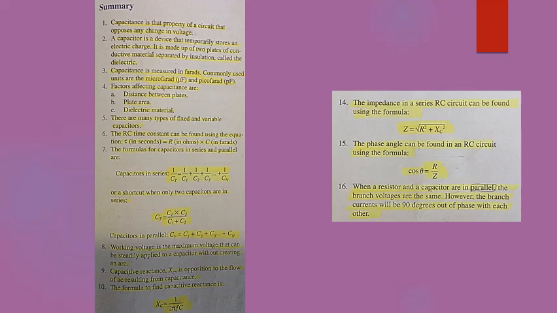Number 11. The true power can be found with the formula true power equals current times voltage times cosine theta. Number 12. Apparent power can be found with the formula apparent power equals current times voltage. Number 13. Power factor can be found with the formula power factor equals true power divided by apparent power.